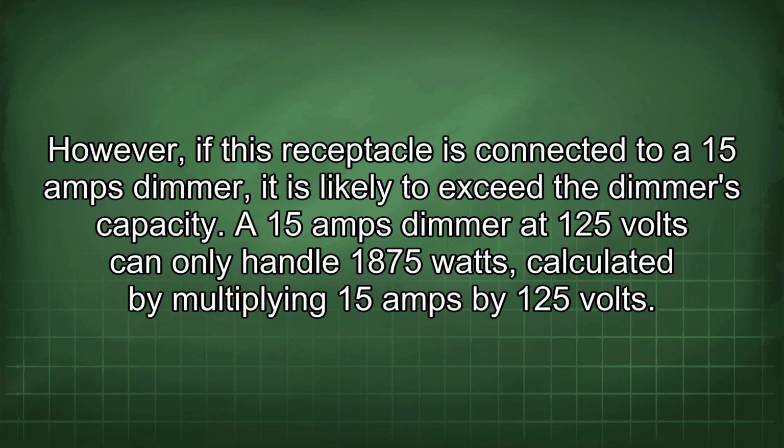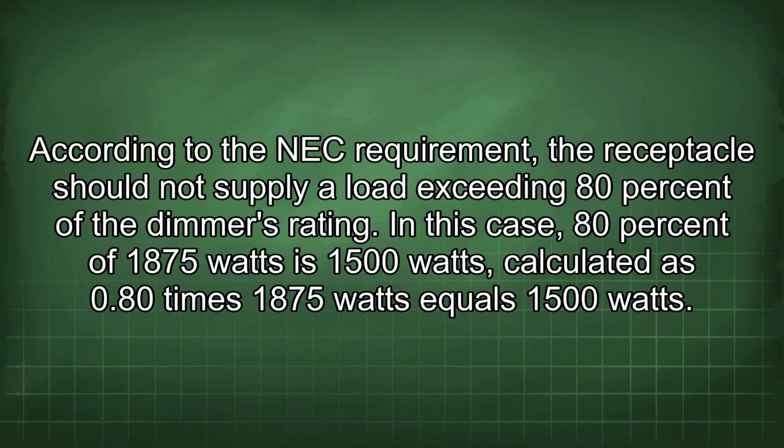However, if this receptacle is connected to a 15 amp dimmer, it is likely to exceed the dimmer's capacity. A 15 amp dimmer at 125 volts can only handle 1875 watts, calculated by multiplying 15 amps by 125 volts. According to the NEC requirement, the receptacle should not supply a load exceeding 80% of the dimmer's rating. In this case, 80% of 1875 watts is 1500 watts, calculated as 0.80 times 1875 watts equals 1500 watts.